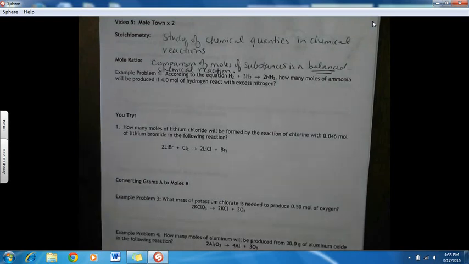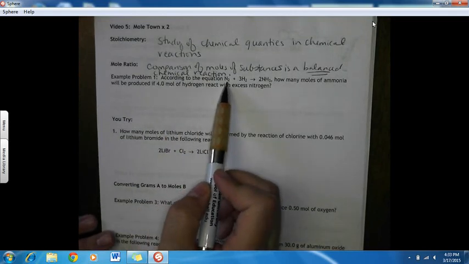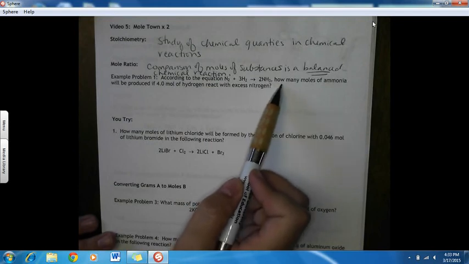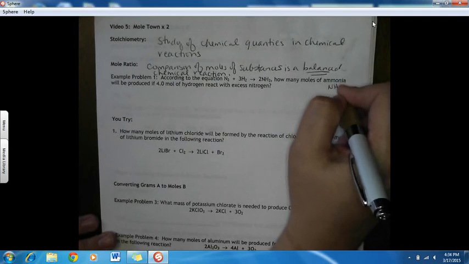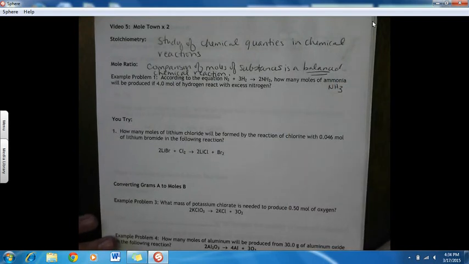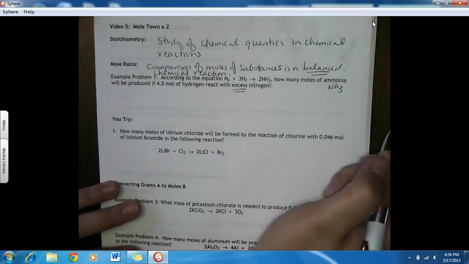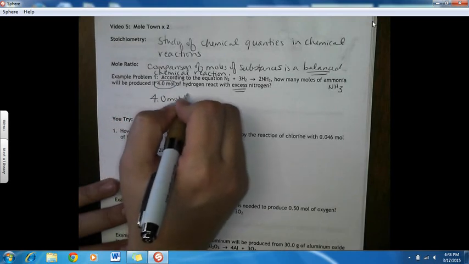So just to start with a simple problem, and then we'll build some more difficult problems. According to this equation, nitrogen plus 3 hydrogen make 2 NH3. How many moles of ammonia, and NH3 is ammonia, will be produced if 4 moles of hydrogen react with excess nitrogen? Of course, the term excess means you have more than is necessary. So again, we begin with what we're given, which is 4 moles of hydrogen.